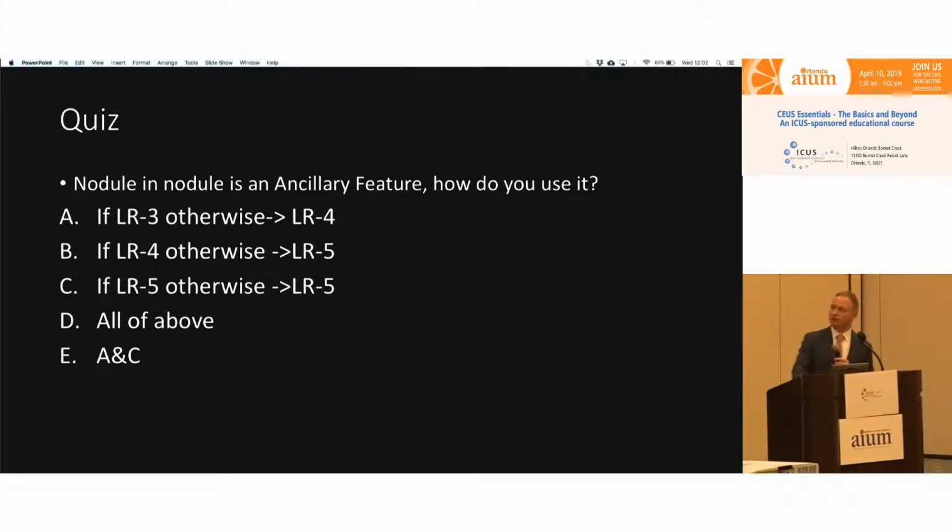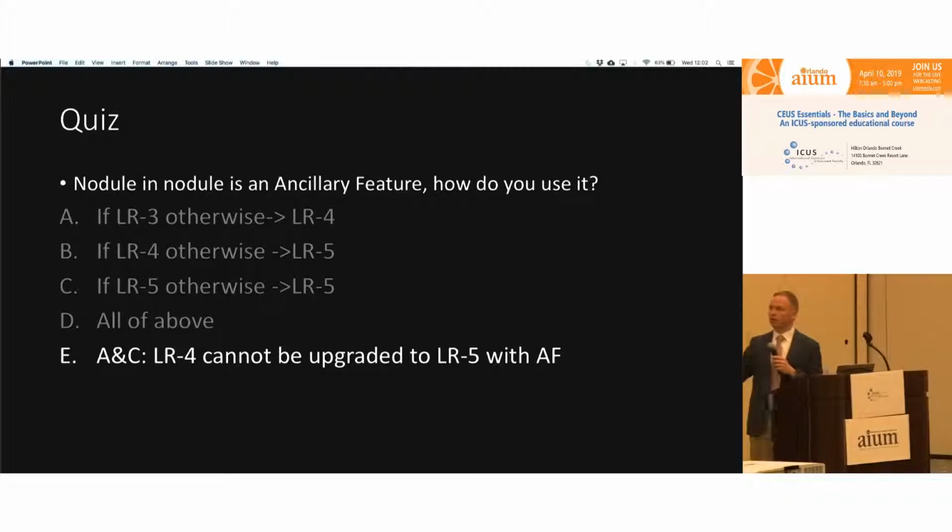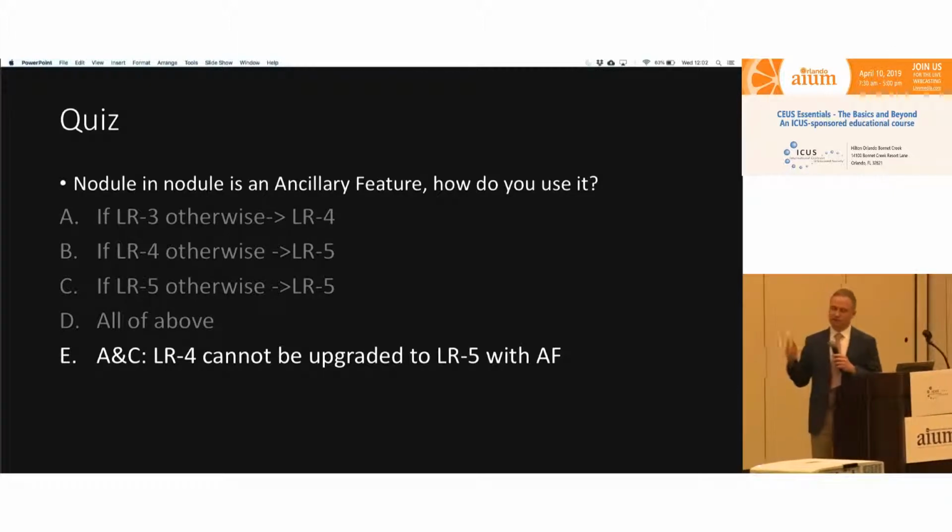It doesn't really apply to this case, but if you see arterial phase hyperenhancement and you do not see washout, you cannot use nodule-in-nodule as an ancillary feature to upgrade it all the way to LI-RADS 5. Again, we want to be very, very strict with our characterization. This will upgrade LI-RADS 3 to LI-RADS 4. But this nodule fortunately had washout, so we can give it LI-RADS 5 and move on.